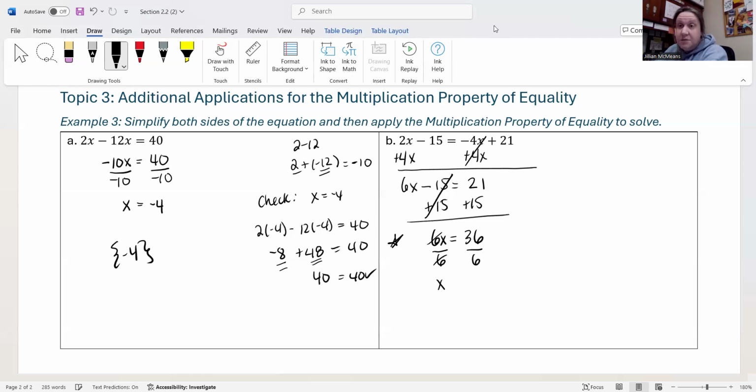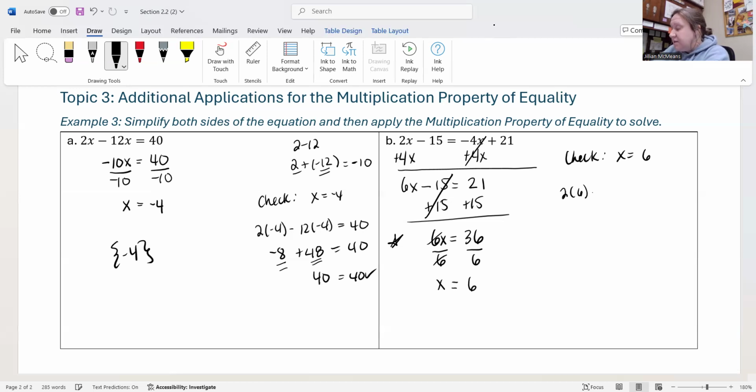Again, we would say a lot of times the 6's cancel. Just know they don't just disappear. 6 divided by 6 is 1. They cancel to become a 1. 1 times x is x. And then 36 divided by 6 is 6. We were not asked to, but let's go ahead and check. Anywhere I see an x, I'm going to plug in a 6.